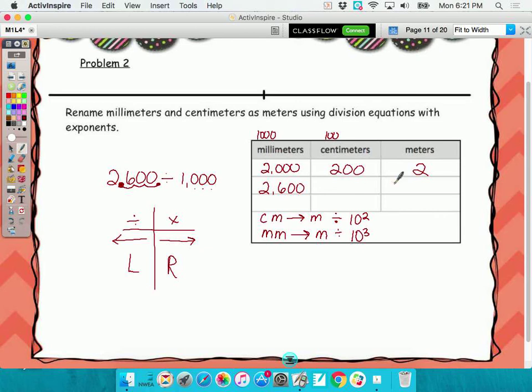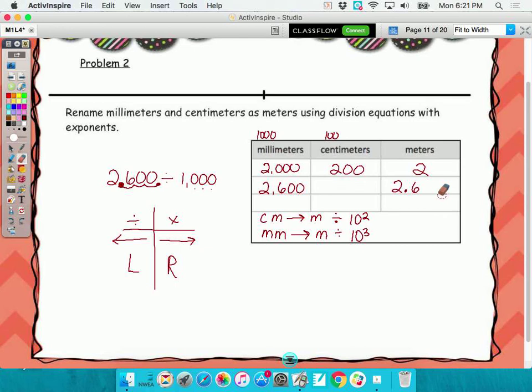So I can have 2.600 meters. But what can I get rid of, boys and girls? Because they're trailing. That's right, the zeros.